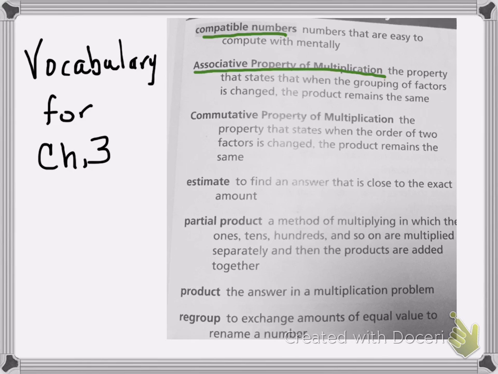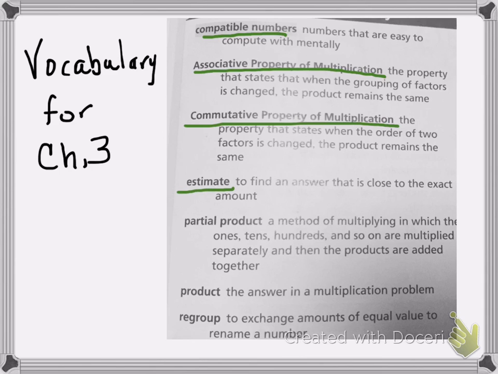The commutative property of multiplication, we know that that allows us to change the order of factors so that we can place factors that we can comfortably multiply together in an equation, and then we can continue with the work. We've done that quite often, so please make sure that you understand that.